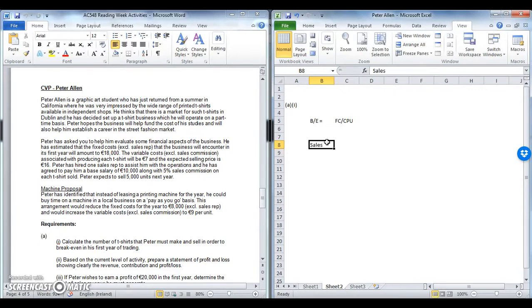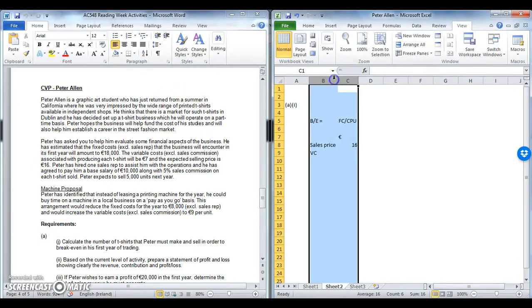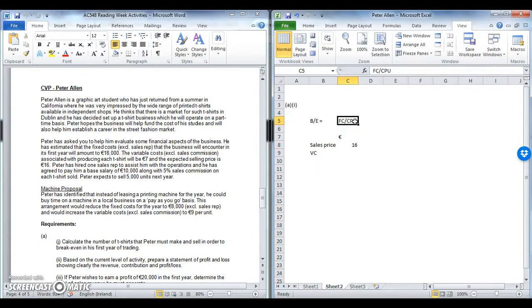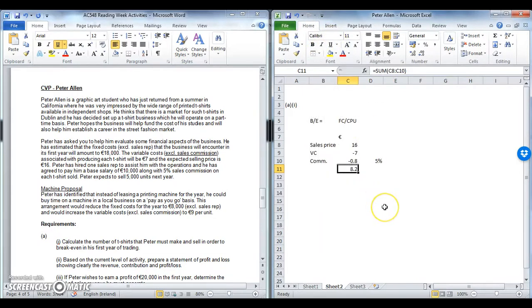So our sales price, the student Peter is selling t-shirts, and this is in euros. Sales price, you're told, is €16 per unit, or per t-shirt. The variable cost, because remember, contribution per unit is sales price less your variable expenses. The variable cost per unit is 7, but remember that is excluding sales commission. So always remember, read the question carefully. So that's a -7 because it's the cost for variable. And then you have commission, and you're told one sales rep gets paid €10,000 along with a 5% sales commission. So he gets 5% of the 16, which is 80 cents. Therefore you add them up and you get your contribution per unit to be €8.20.